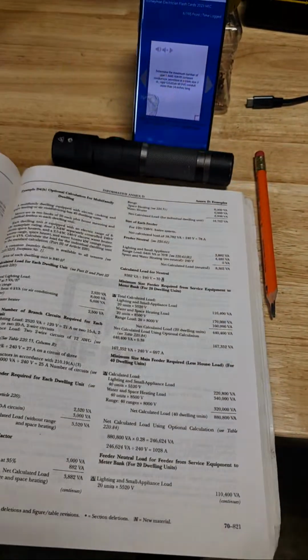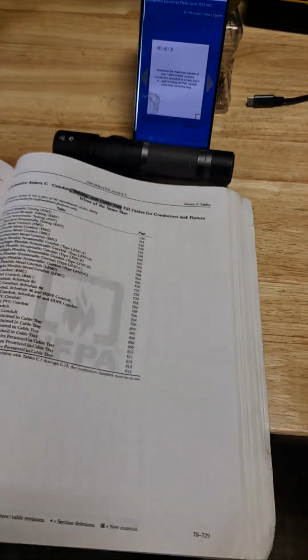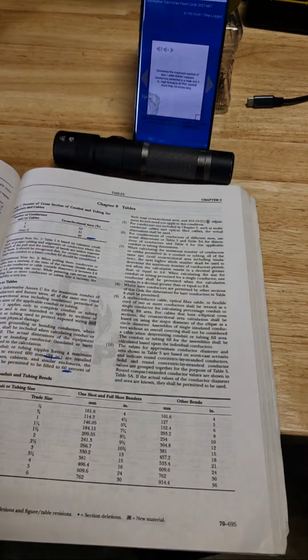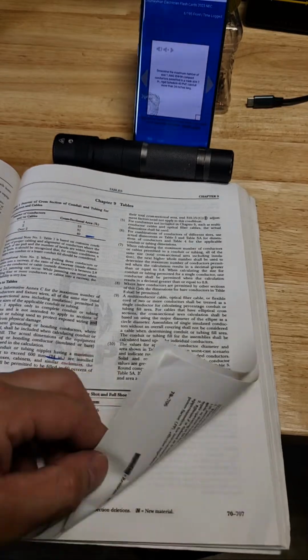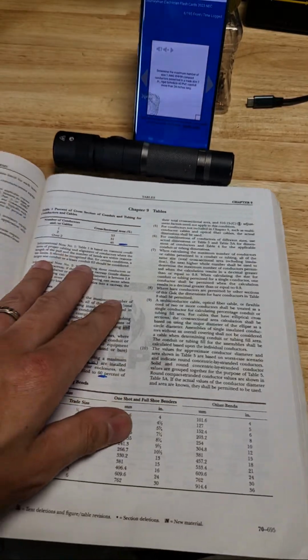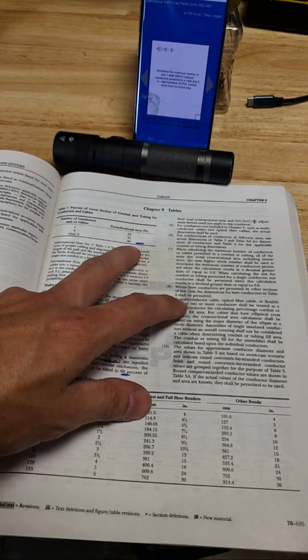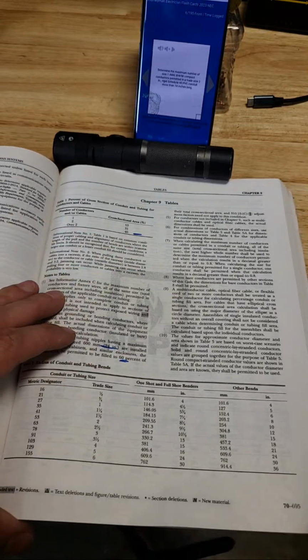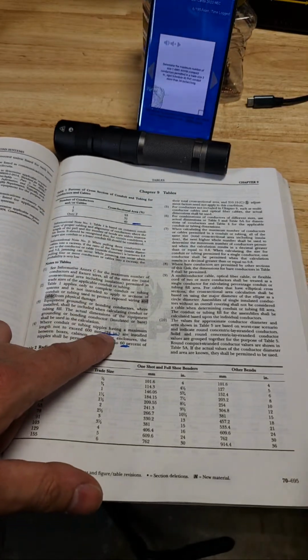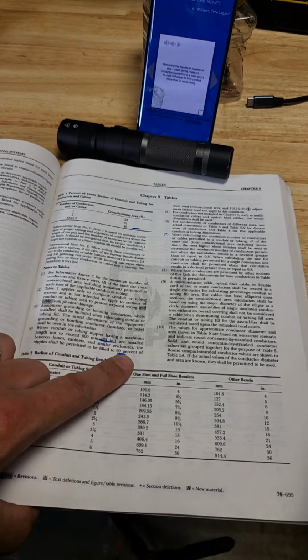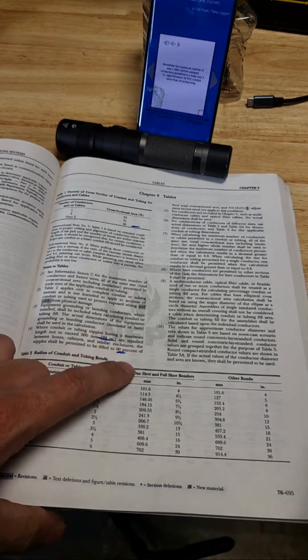So we're going to go to Chapter 9, looking for the chapters. Here's the tables. Here's the beginning here. This is where you find out that if you've got more than 2 conductors, you're at 40% fill. And this is where you find out that if you're less than 24 inches, you're at 60% fill. So we're more than 40. We're more than 24 inches, so we're going to be 40% fill.